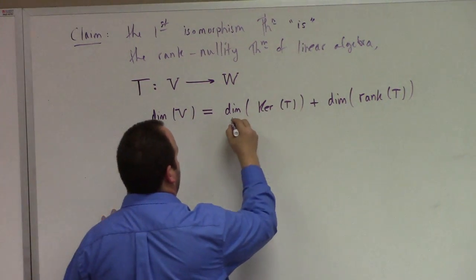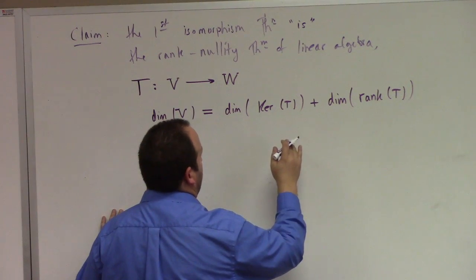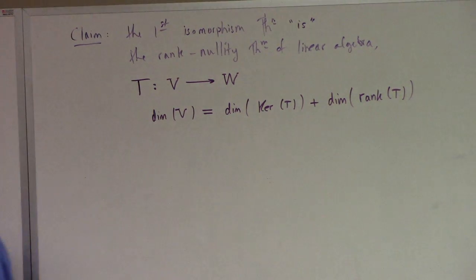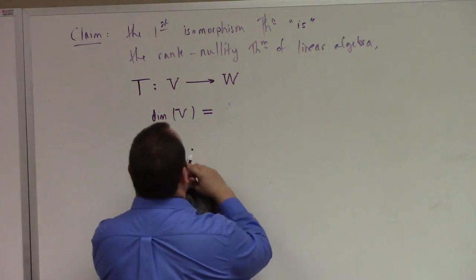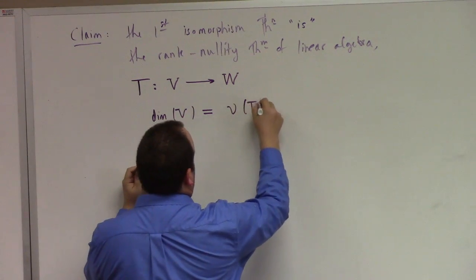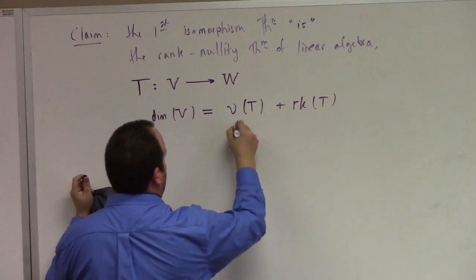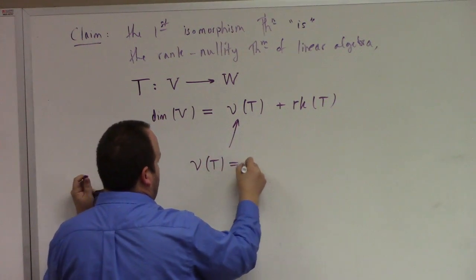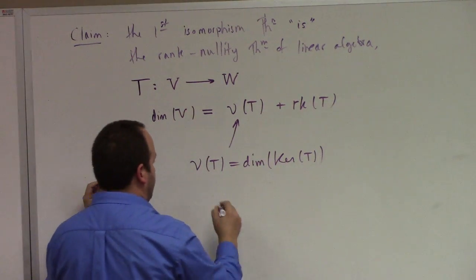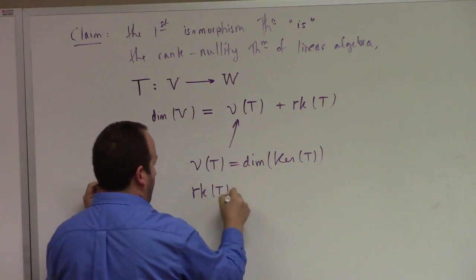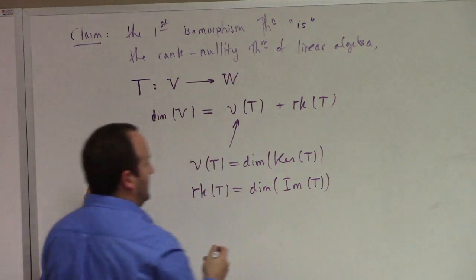Let me state it in a way which makes it more interesting. So rank nullity: it is the nullity of T plus the rank of T. Now what are the nullity and the rank? The nullity, nu of T, is the dimension of the kernel. What's the rank of T? It's the dimension of the image of T.